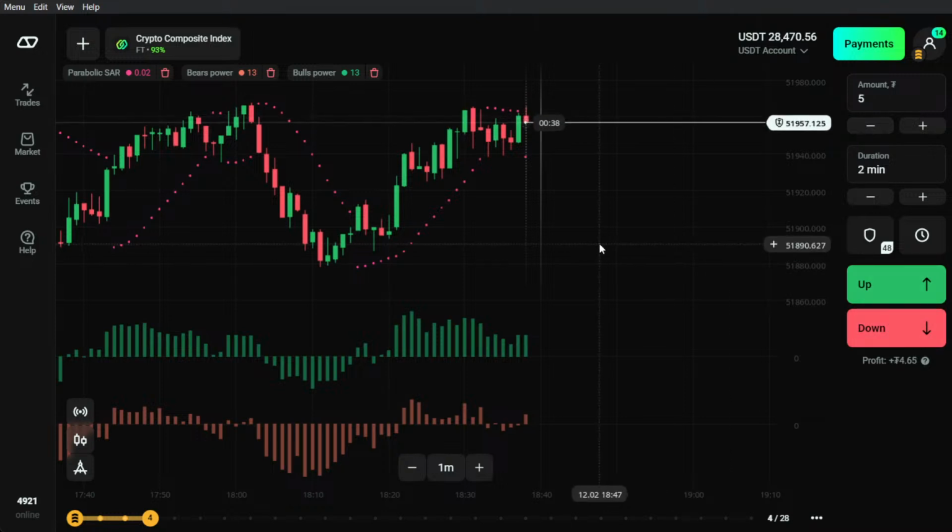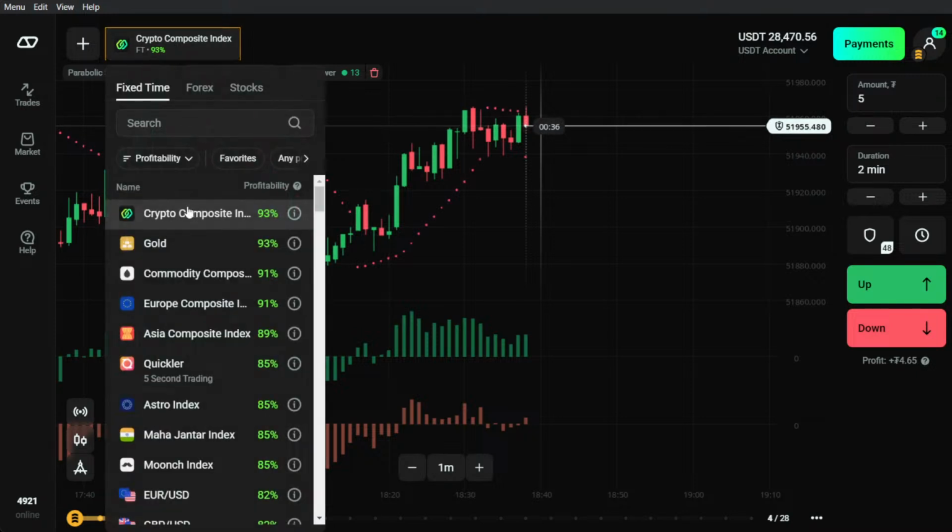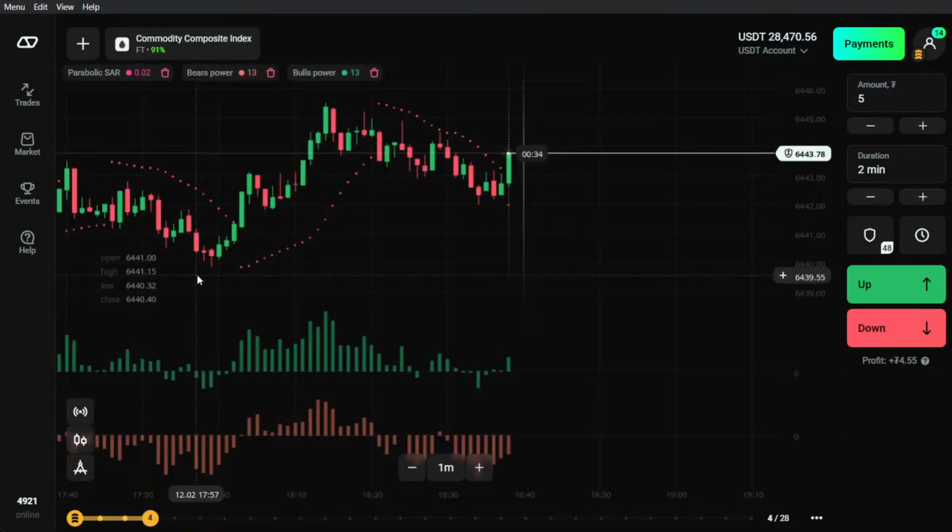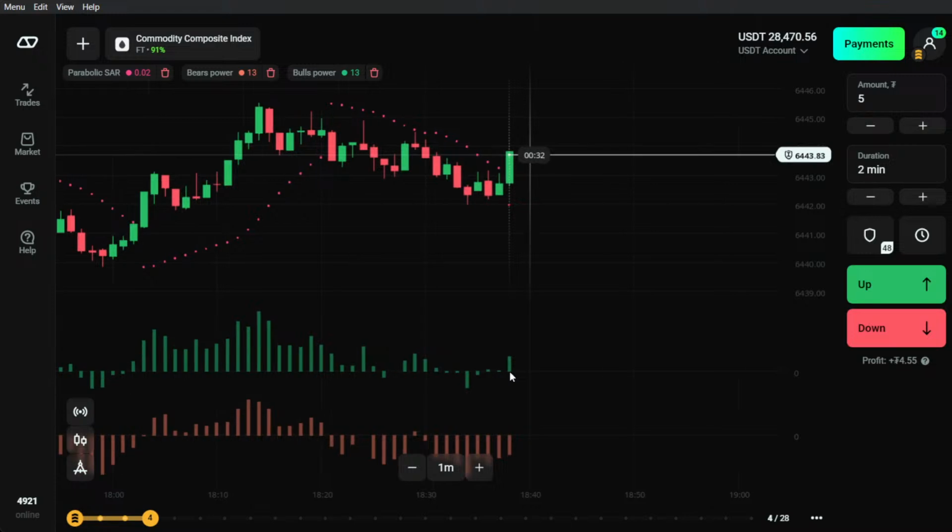Let's see. It's not that stable, the color is changing, so I'm not going to trade here. Yes, this is a good signal. Now what happened? Parabolic shifted, bull power showed some strength. We are in the middle of the candle, so we will wait for the next candle. Still the bear power has not given us the confirmation. So in the next candle, if we see an uptrend, we will make a trade.